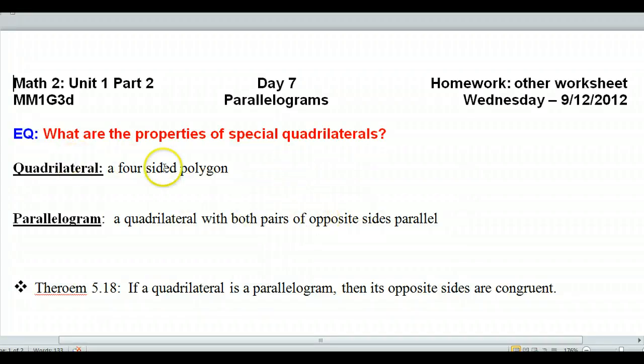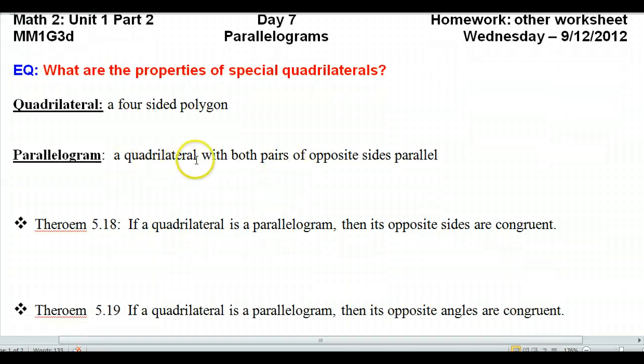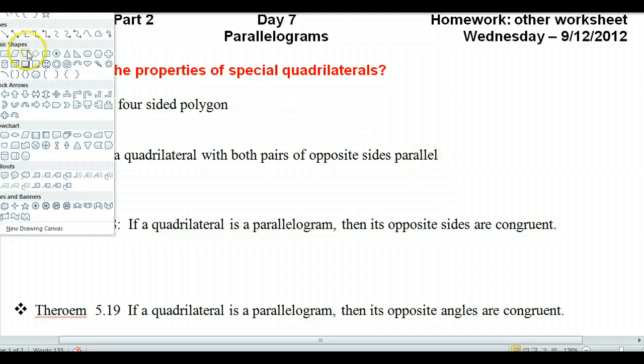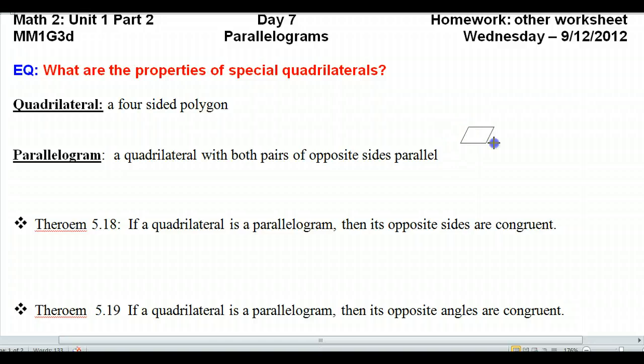All right, so quadrilateral, that's anything with four sides. A parallelogram is going to be a quadrilateral where the opposite sides are parallel. So here's a little quick sketch of that. So here's what your basic parallelogram would look like.